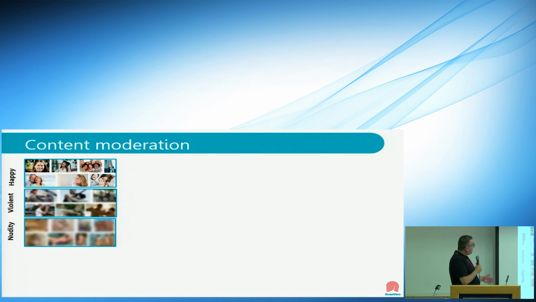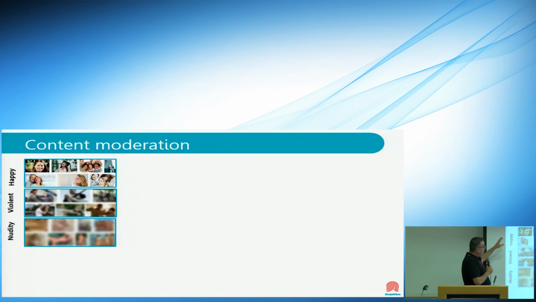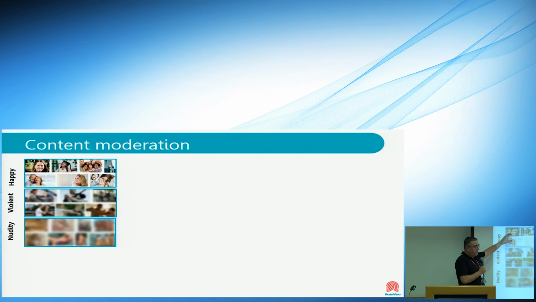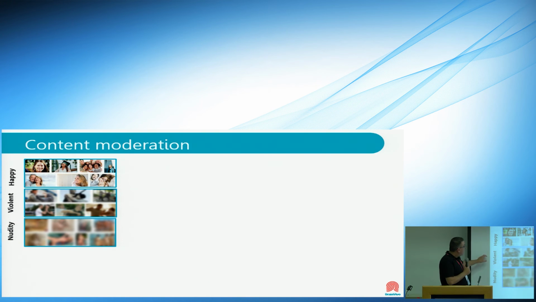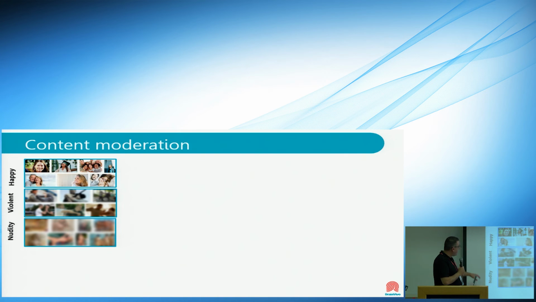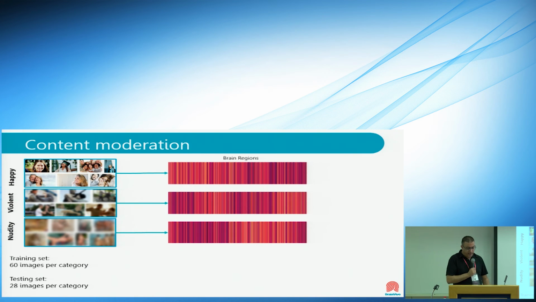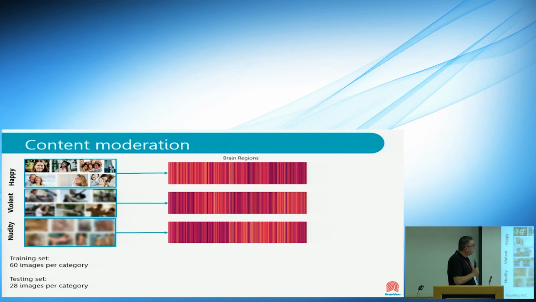So what we did, we took 3 categories of faces or bodies. Happy faces or happy pictures, a violent picture, these are blurred so that you won't see the information behind it, and nudity. And we asked our brain model to classify it, to see if it can automatically detect that. And again, the training set was very lean, 60 images only.